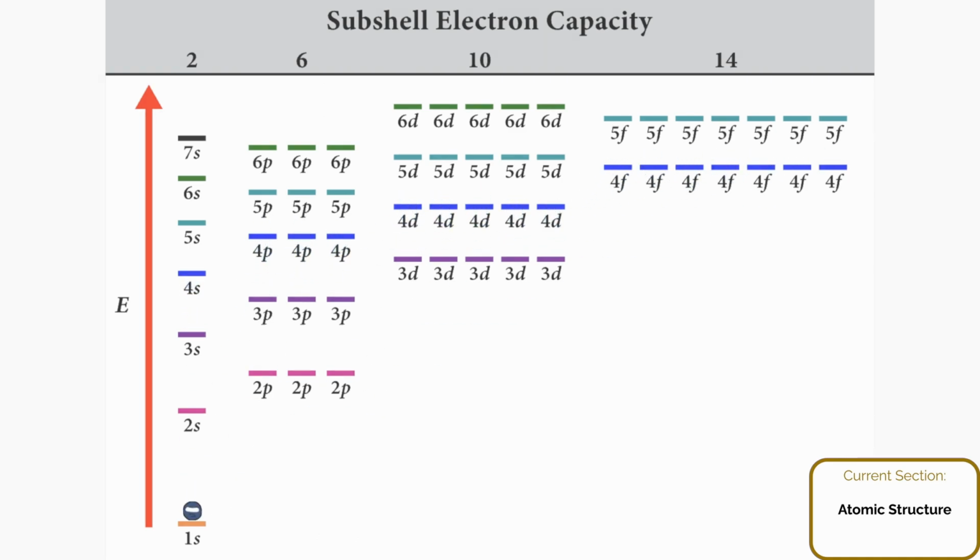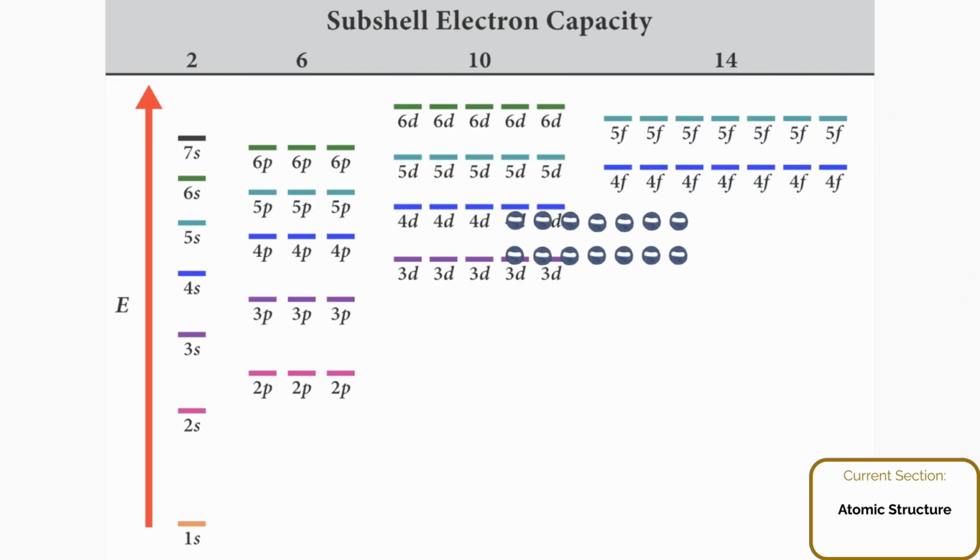The second quantum number, the angular momentum quantum number, represented by a lowercase l, represents the shape of the orbital. For example, if l were 0, it would be the s orbital. If l were 1, it'd be the p orbital. If l were 2, it'd be the d orbital. And if l were 3, it'd be the f orbital.